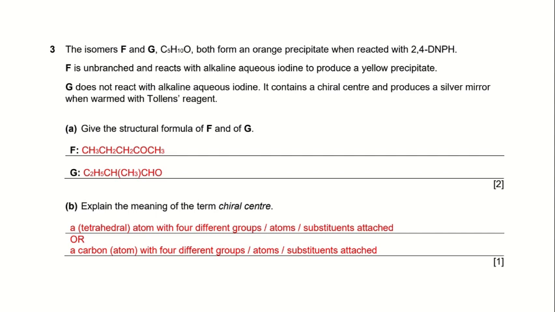All right, that was the end of question 2. Now we look at question 3. In question 3, we have another 2 isomers, F and G, with the molecular formula C5H10O. Both of them form an orange precipitate when reacted with 2,4-DNPH. So this tells us that both F and G are carbonyl compounds.